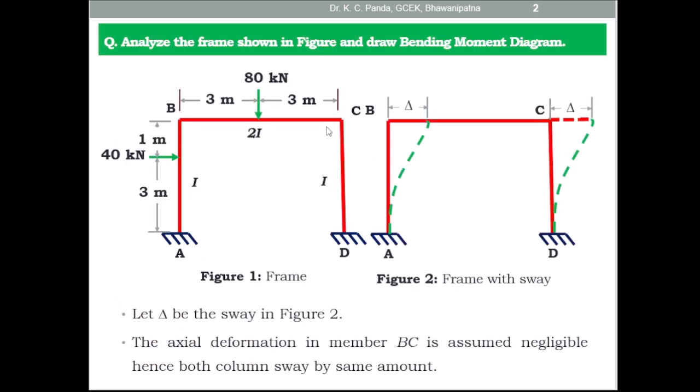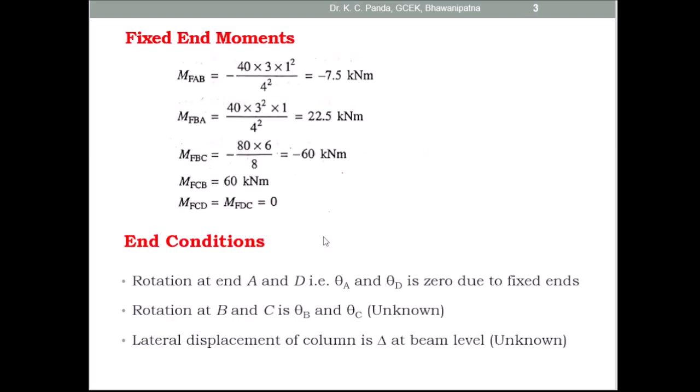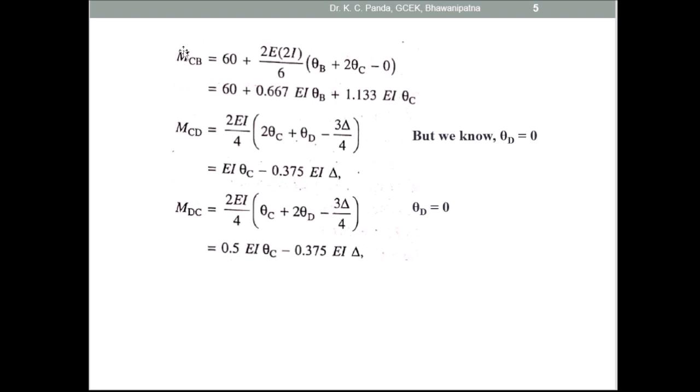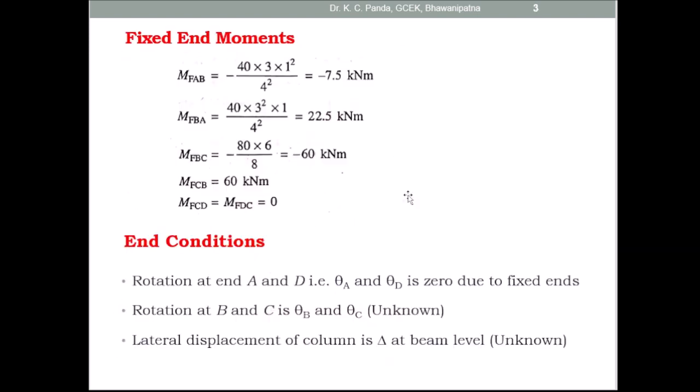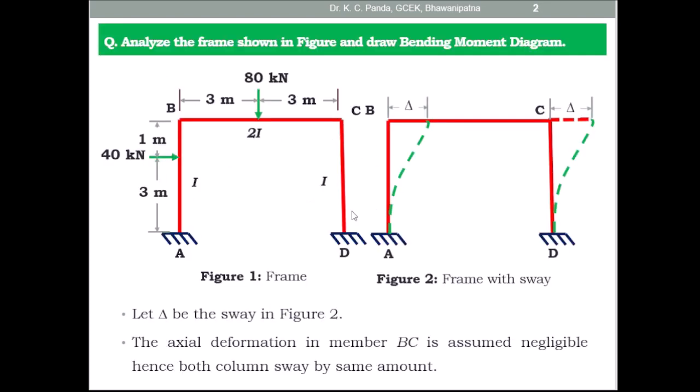So MCB is equal to MFCB plus 2EI by L into 2 theta C plus theta B minus 0. Delta is equal to 0. And you know MFCB is equal to 60 kilonewton meter. So put the value in this equation. So MCB is equal to MFCB 60 plus 2E into 2I by 6 into theta B plus 2 theta C minus 0. So after simplification, MCB is equal to 60 plus 0.667 EI theta B plus 1.133 EI theta C. Then find out MCD and MDC.